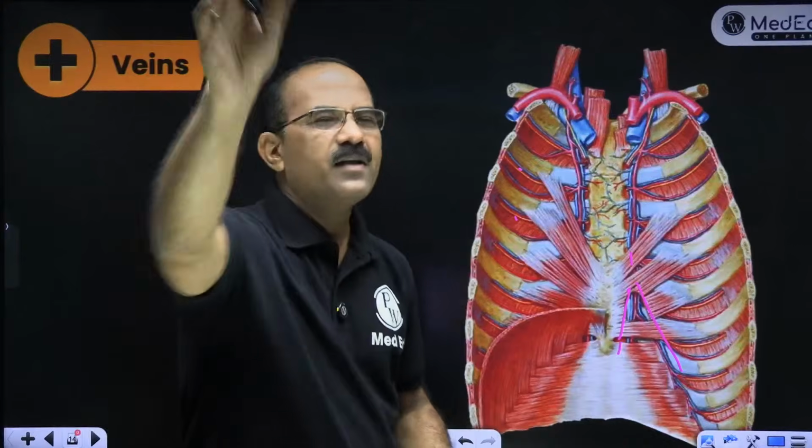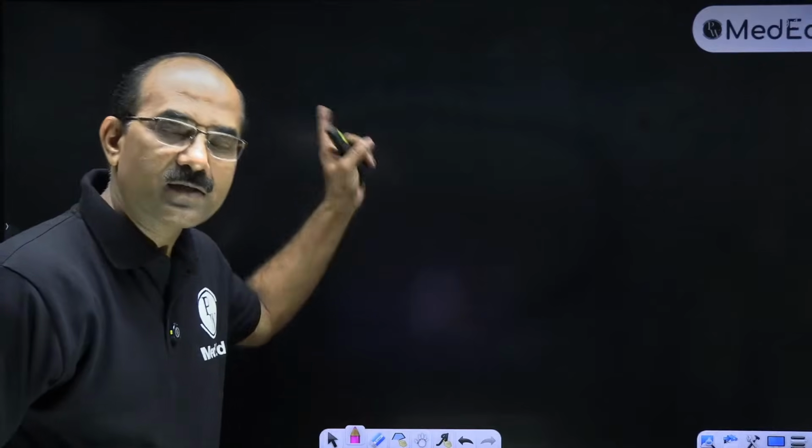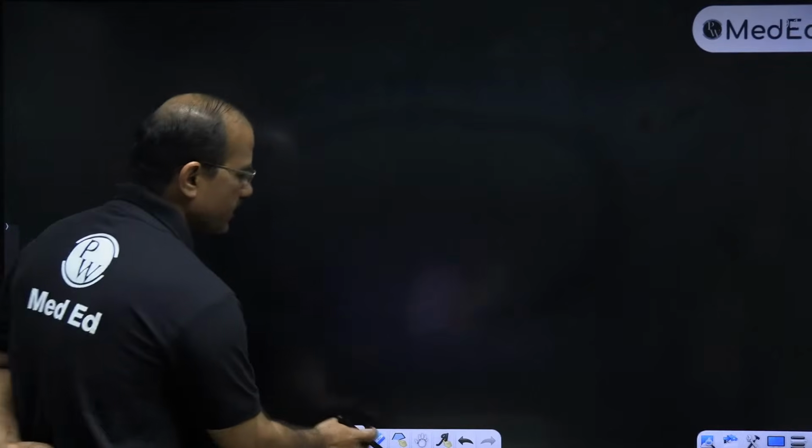So anterior intercostal veins in the upper 6 spaces drain into what? Internal thoracic vein. In the lower spaces they drain into musculophrenic vein. So मैं थोड़ा fast जा रहा हूँ, so everything gets covered. ठीक है Krish? Now coming to the posterior intercostal veins. Understand this. ये बहुत important है, इसका short note भी आता है. Okay, I'll start. Have a look at this.